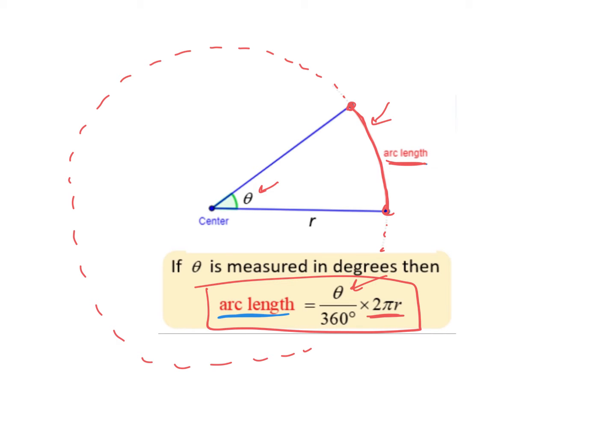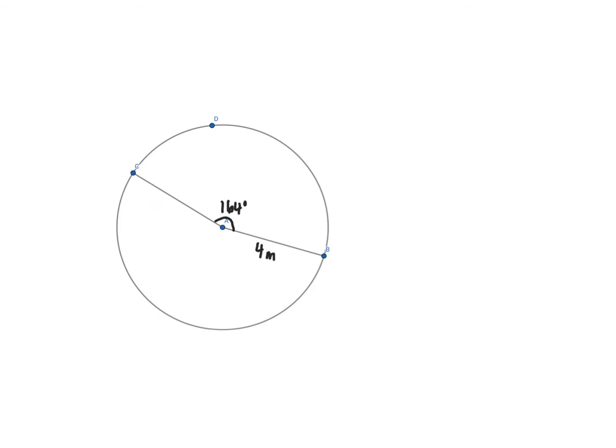So the formula shows us theta divided by 360, because 360 is the total number of degrees all the way around in a circle, 360 degrees. So we'll take the angle we do have, theta, divided by the total number of degrees, and that's going to tell you what portion of the circle we're working with. If you take that and multiply it times the circumference of the circle, you will find the length of the very specific arc you are trying to find. So let's look at some examples.